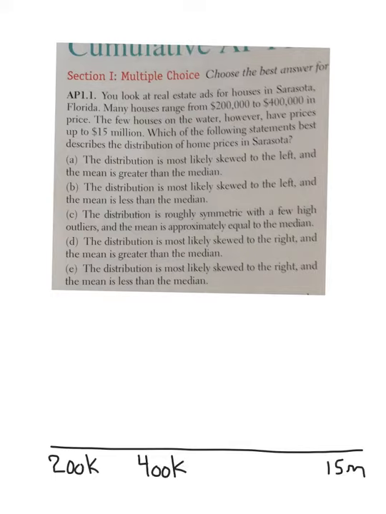So what they're saying is you have a bunch of houses that are in this range, right? But then you happen to have just a couple way out here. So remember, this is like a whole bunch of houses, right? And then you just have a couple that are in this really high price range. Now you can probably answer this question. I'm just going to say that it is skewed to the right?